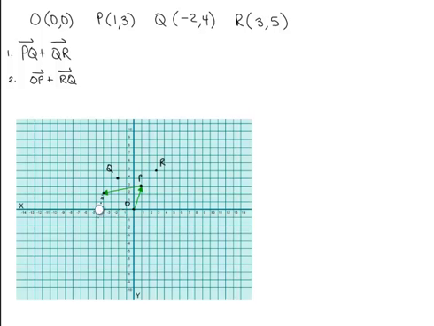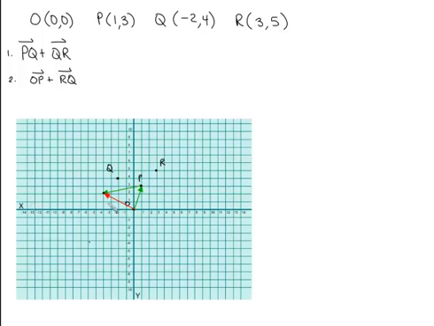I don't see any real benefit to doing the parallelogram method. Tip to tail is a shorter method because you're going to have to essentially do tip to tail when you draw the parallelogram anyway. So I would just stick with tip to tail. And so our resultant, let me change it to red, is going to go from where we started to where we ended. There is our resultant.